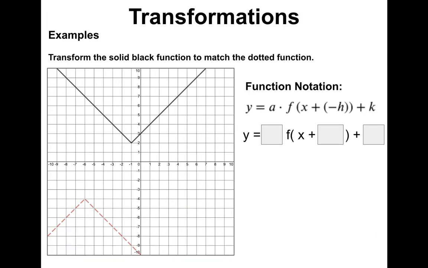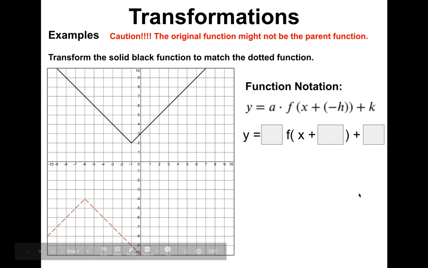Let's look at another one. Be especially careful. The original function may not be the parent function. We have seen in the last 2 examples that our original graph started out as the parent function at the origin. Notice this graph is already transformed. It went left and up off the origin. So this is not the parent function. There's already been some transformations occur, but we still want to get it lined up with the dotted function.